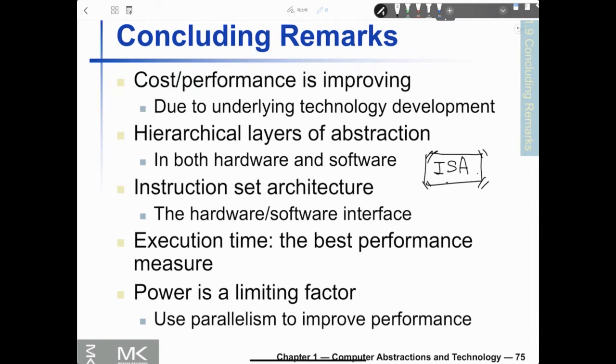Clock rate is clock frequency. Yes, clock rate is clock frequency. It's the same word. Clock cycle is clock period.